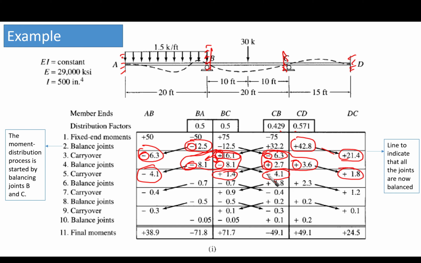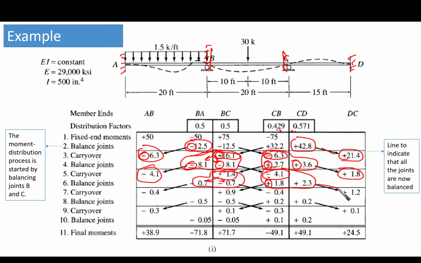Take care, it is the same sign. Then this is the unbalanced moment, so you make a round of balancing. 1.4, half of it here, half of it here, because of the distribution factors. 4.1 is negative, so it will be positive: 1.8 and 2.3 based on the distribution factors here. And then draw the line. This is a balanced point, and this is a balanced point here.